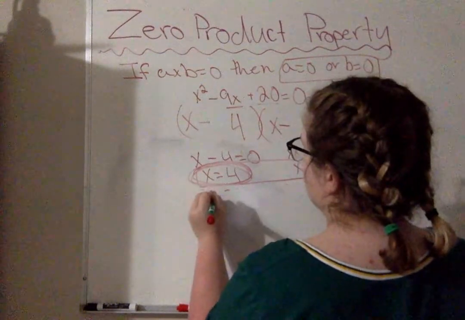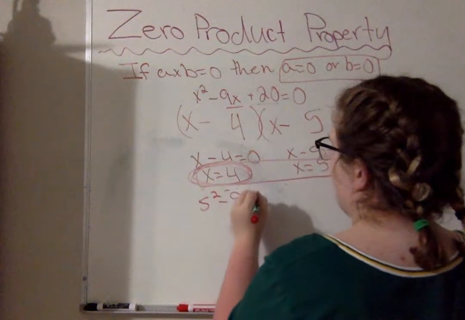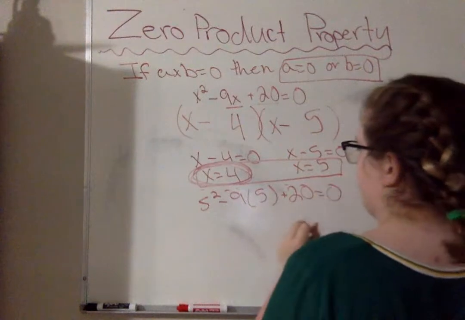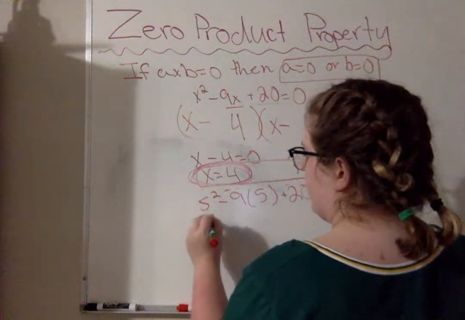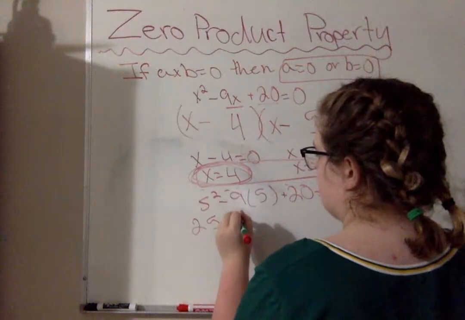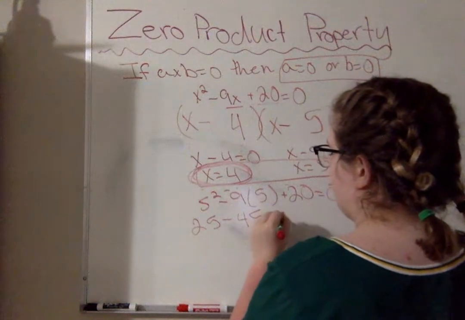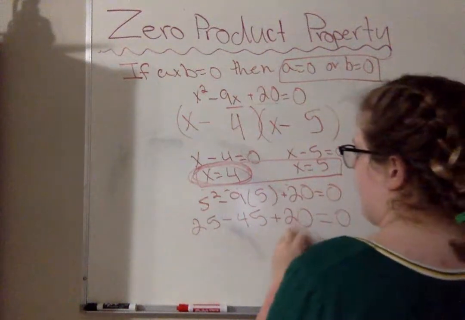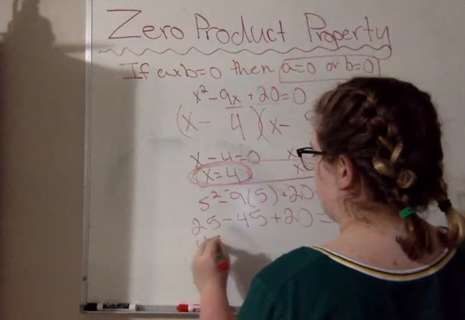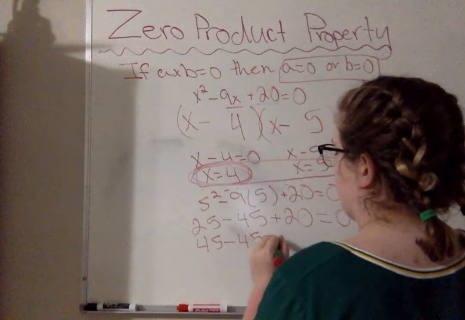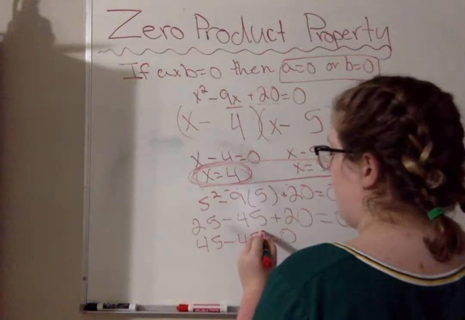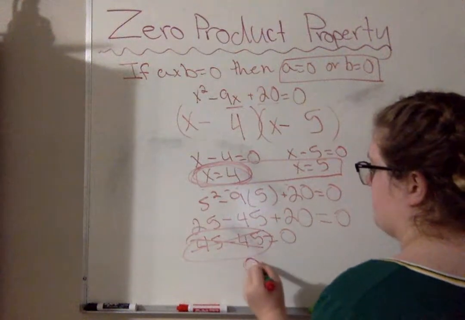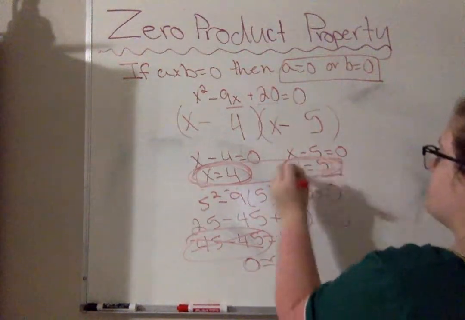So, 4 is good. But now, let's try testing out 5. So, we'll get 5 squared minus 9 times 5 plus 20 equals 0. So, 25 minus 45 plus 20. And if we add the 20 and the 25, we're going to end up getting 45 minus 45 equals 0. And this one works as well. It'll end up being 0 equals 0. So this answer is correct as well.